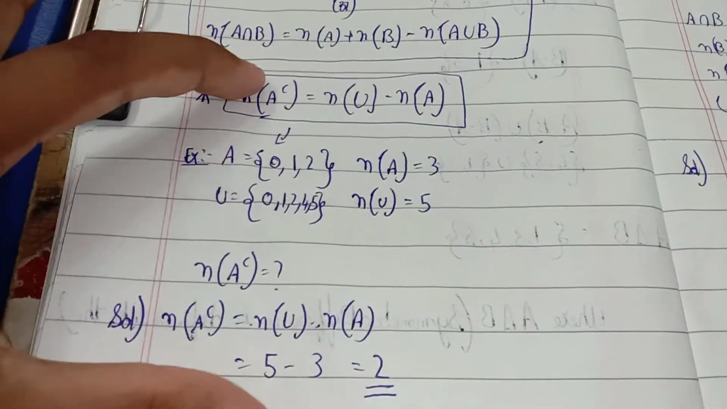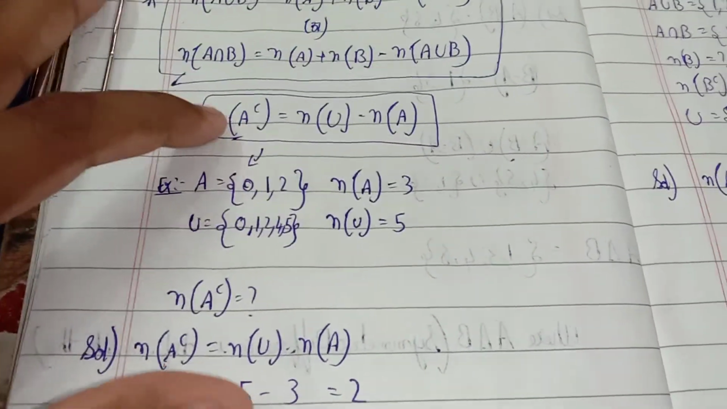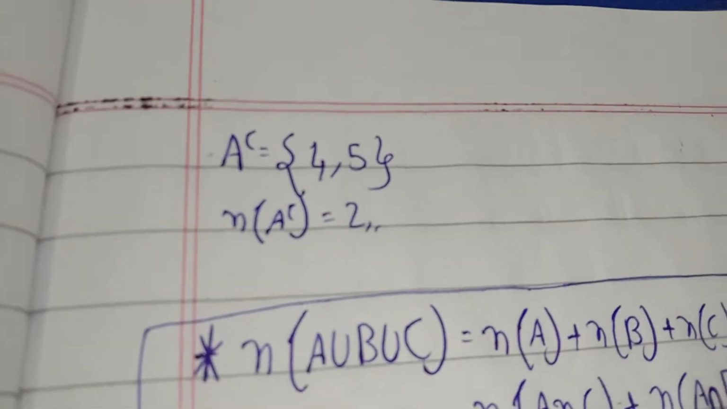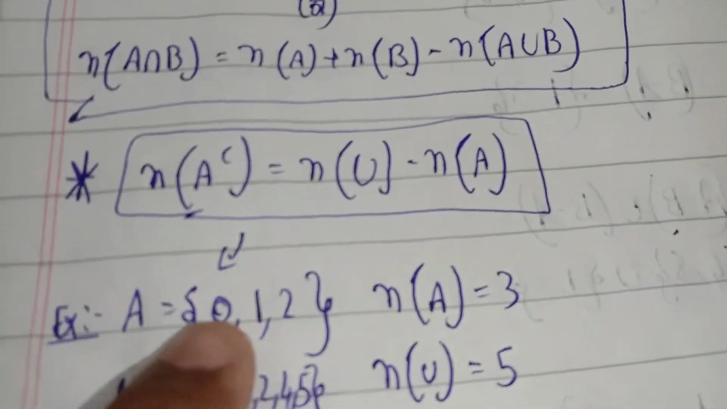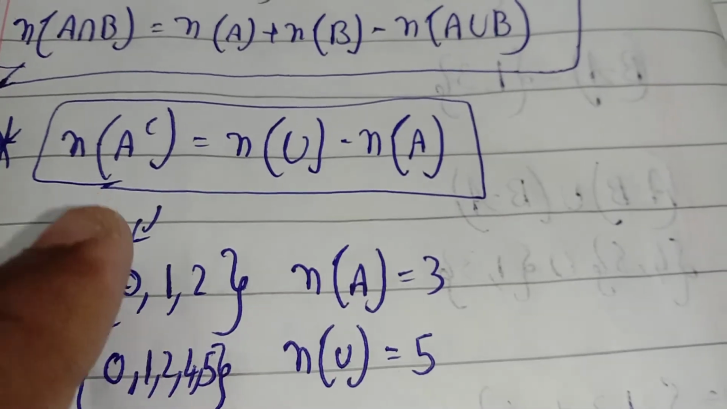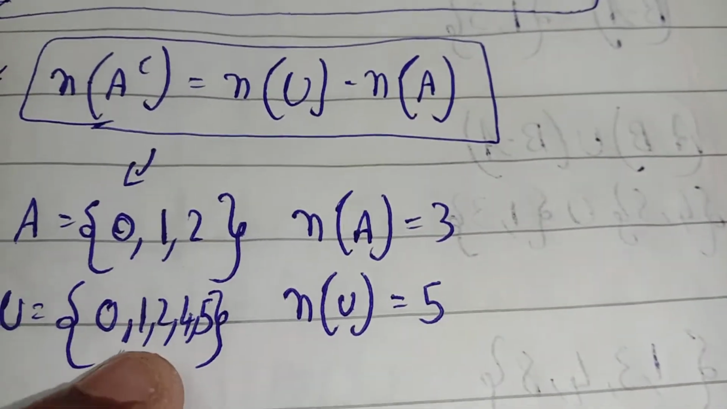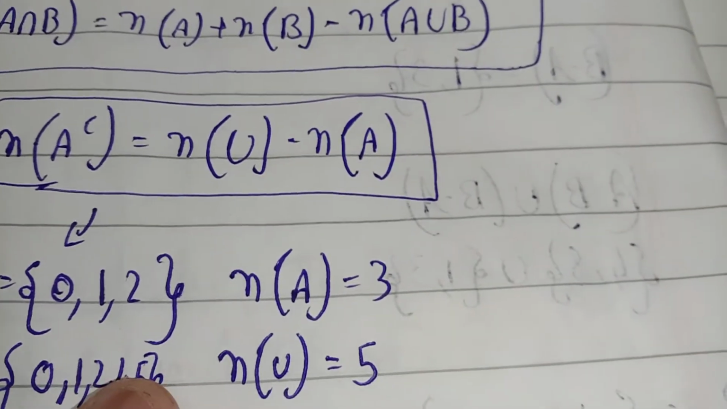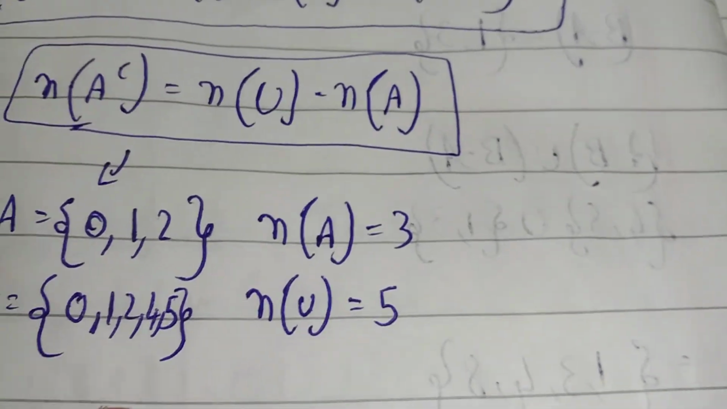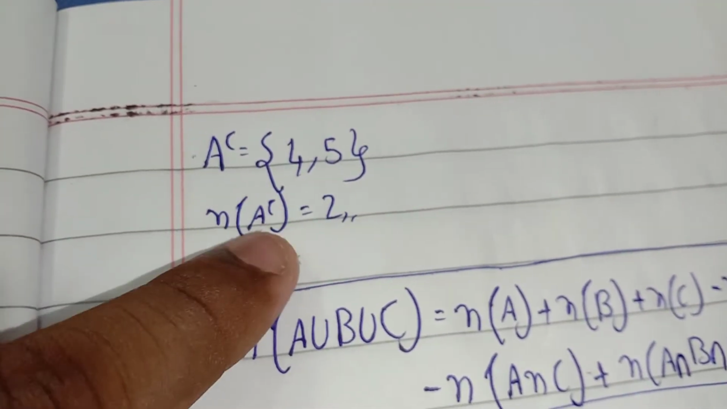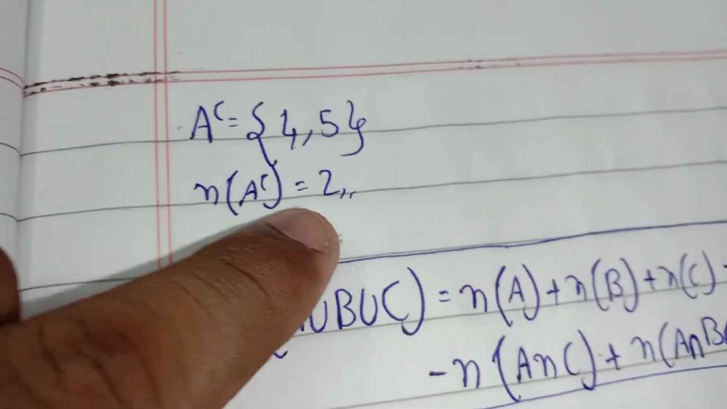This is the simplest method: N of complement of A equals N of U minus N of A. Therefore complement of A equals {4, 5}, guys. How did 4, 5 come? In set A, 0, 1, 2 is there. In the universal set, 0, 1, 2, 4, 5 is there. The 3 elements in A are also in the universal set along with 4, 5. So you cancel these 3, and 4, 5 is the answer. So complement of A equals {4, 5} and the number of elements in complement of A equals 2, because 4 and 5 are 2 elements, guys.